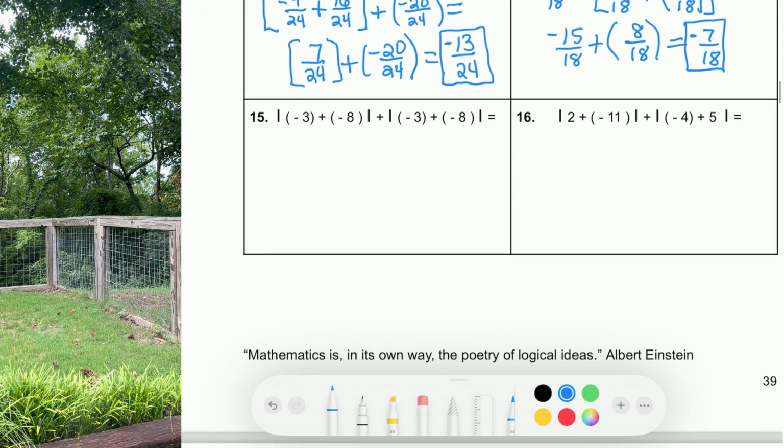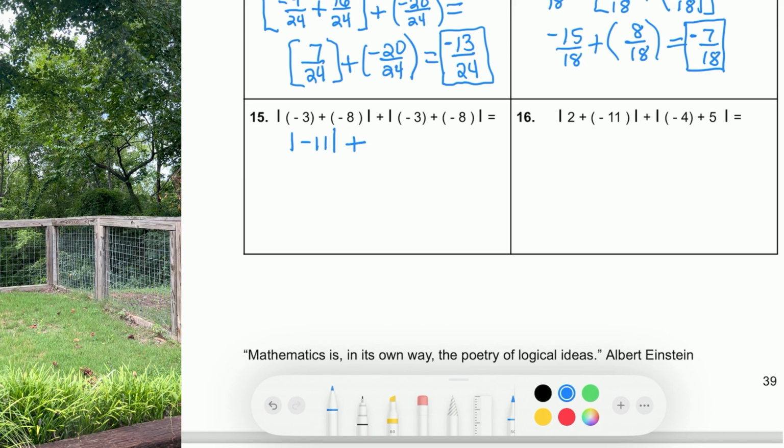All right, 15. Now don't confuse 15 and 16, these two problems. Those are not brackets, those are absolute value signs. I wanted to give you a couple of examples with those just so you could see the difference. All right, so the absolute value of negative 3 plus negative 8, those have the same negative signs, so we're going to add them and keep the sign. And they're going to stay in the absolute value symbol for now. So that's going to be negative 11.